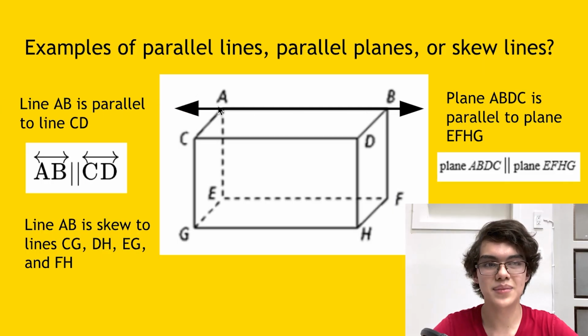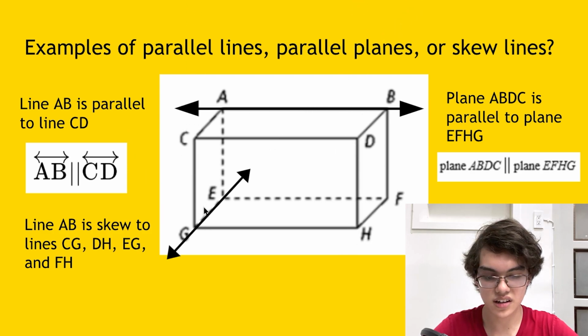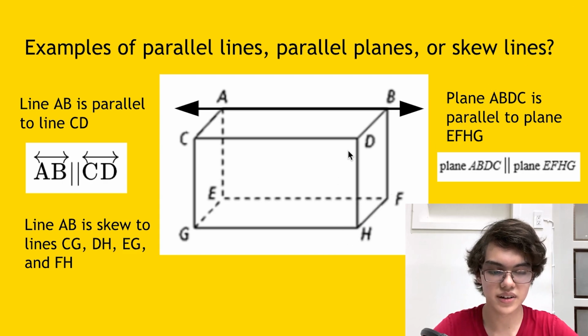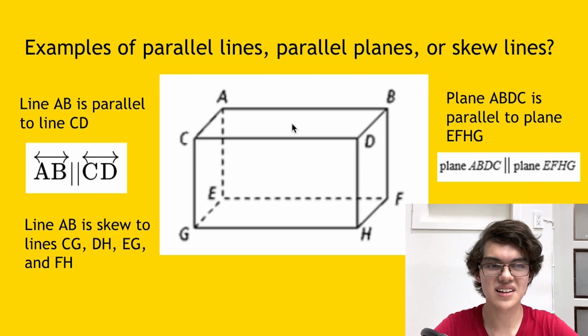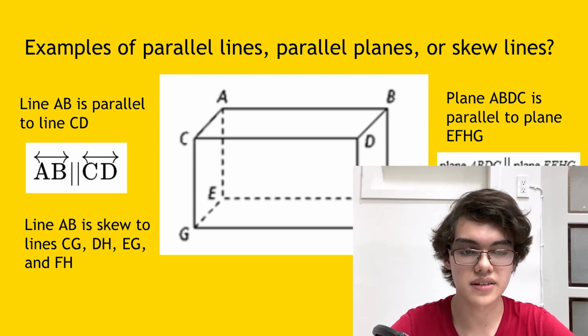And finally, for skew lines, we mentioned this earlier. No, wait, did we? No, we didn't. The line AB would be skew to the lines CG, DH, EG, and FH. So they're not going in the same direction, and they never intersect because they're on different planes. And because they're on different planes and they don't intersect, we call these skew lines. They're not parallel lines because they are not on the same plane.